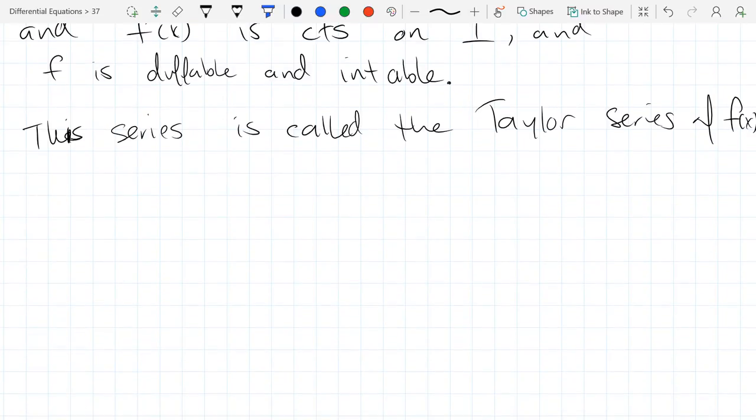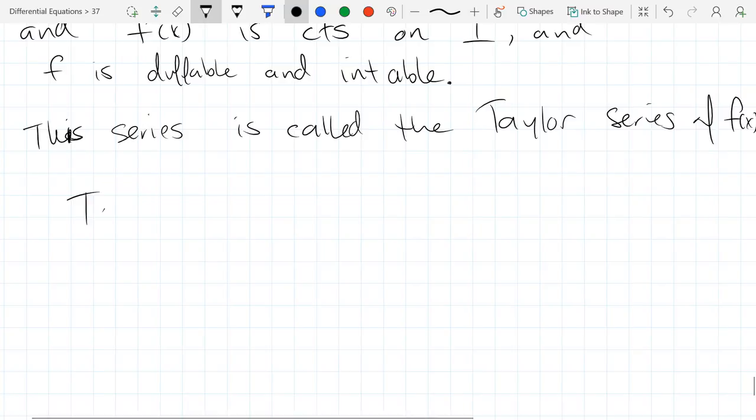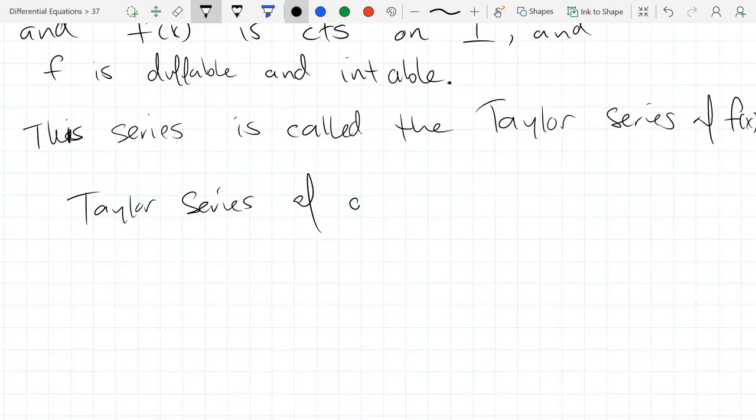So I wrote down the formula for Taylor series. I'll write it down again. Of a diffable, well, this really needs to be a C infinity function. All right, so what does this mean? This means we're going to take any function which is infinitely differentiable on some interval I. That's what that fancy notation means.